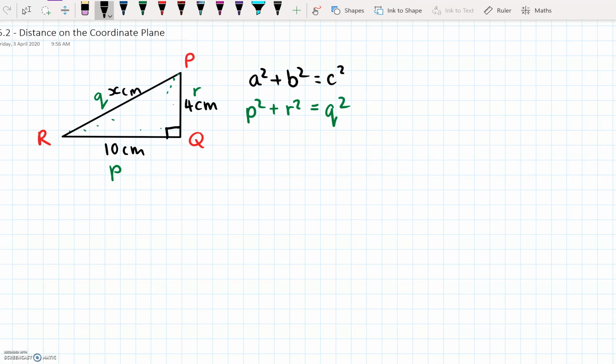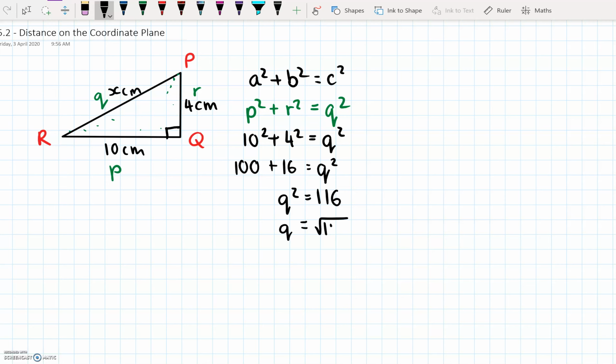Okay, now we can substitute our values. So instead of p, we're going to write 10. So 10 squared plus, instead of r, we have 4. So 4 squared is equal to q squared. Okay, 10 squared we know is 100. Plus 4 fours are 16 is equal to q squared. Okay, so we have q squared. Let's flip it around now. Q squared equals 116. Okay, therefore Q is going to be just the square root of 116.